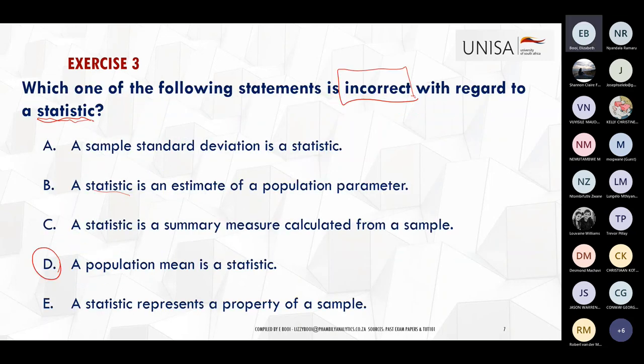Based on statistics computed from a sample, we draw conclusions about the population. The statistic is a measure that comes from a sample, and a statistic represents the property of a sample. So all of them are correct, except D, which says a population mean, which should be a parameter, right?